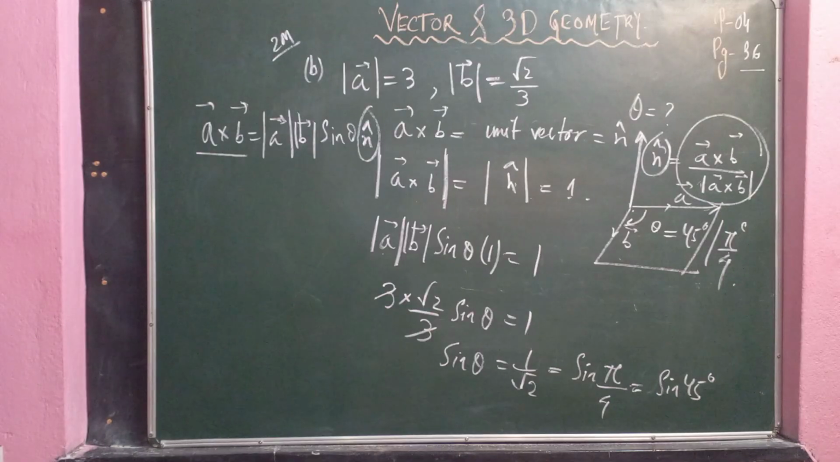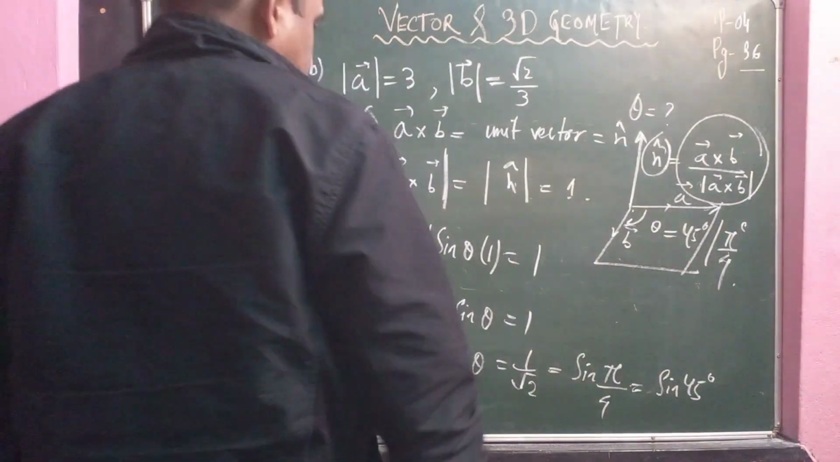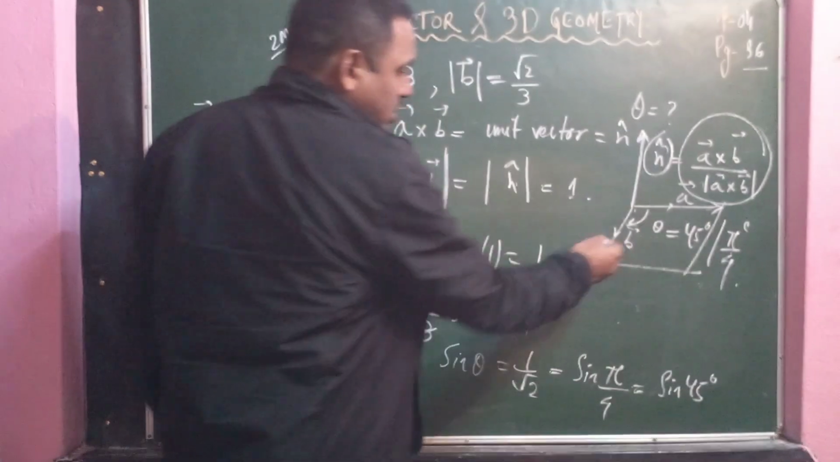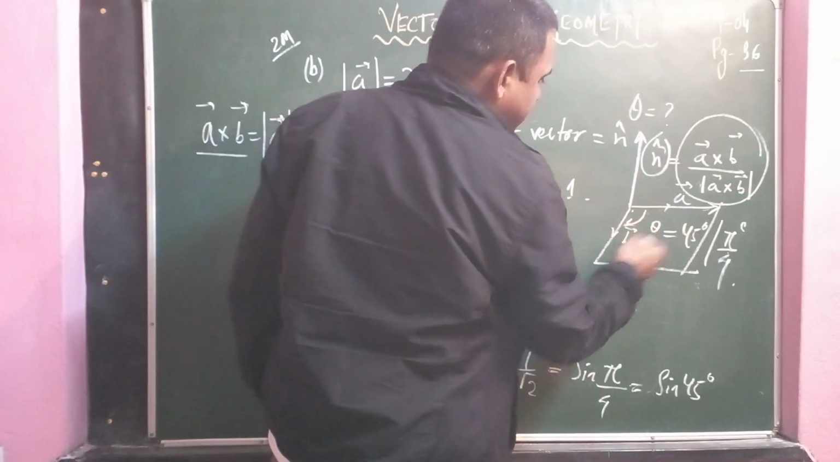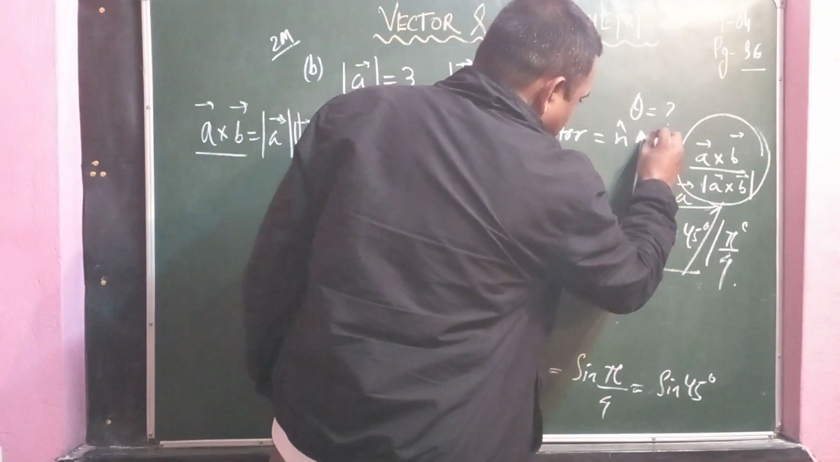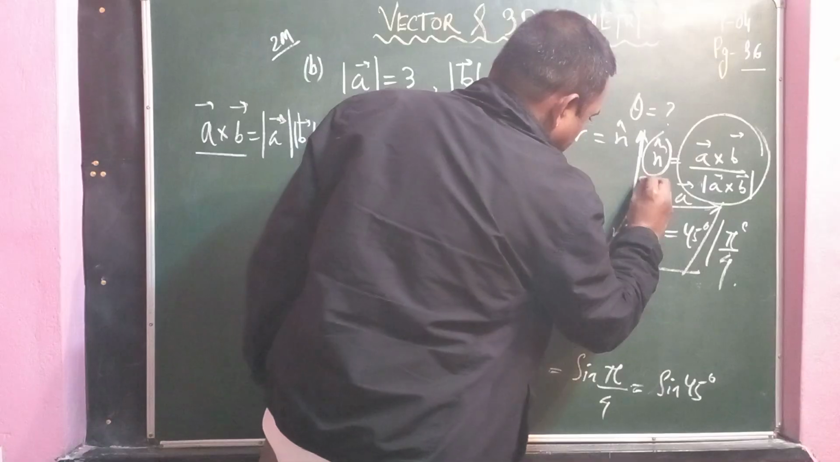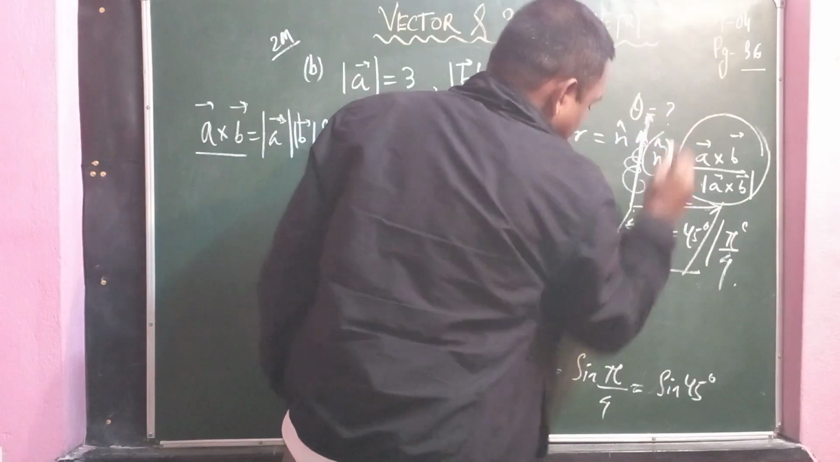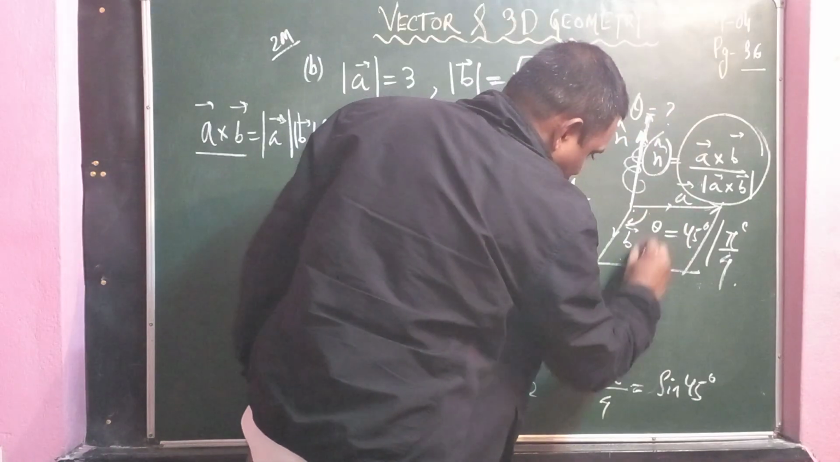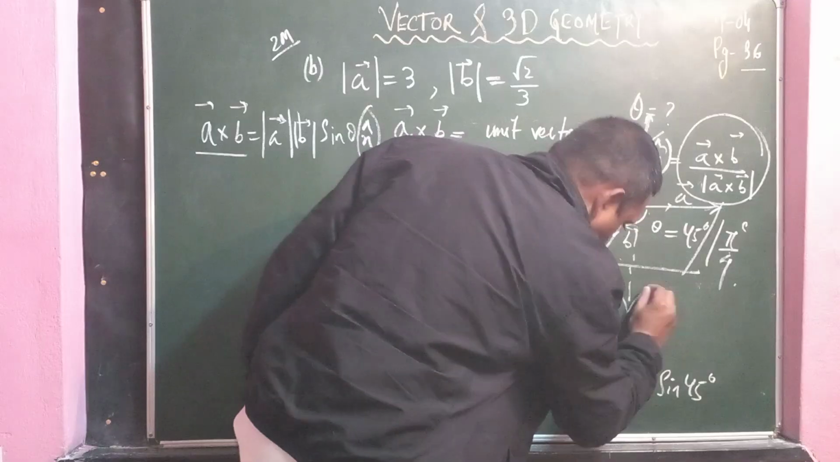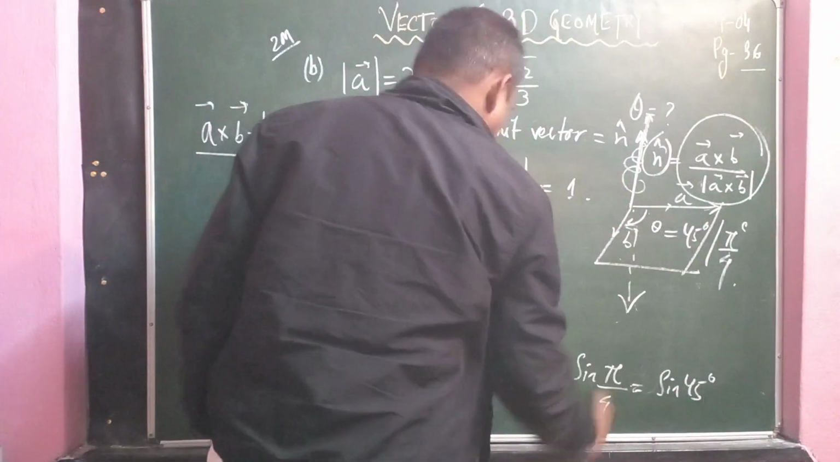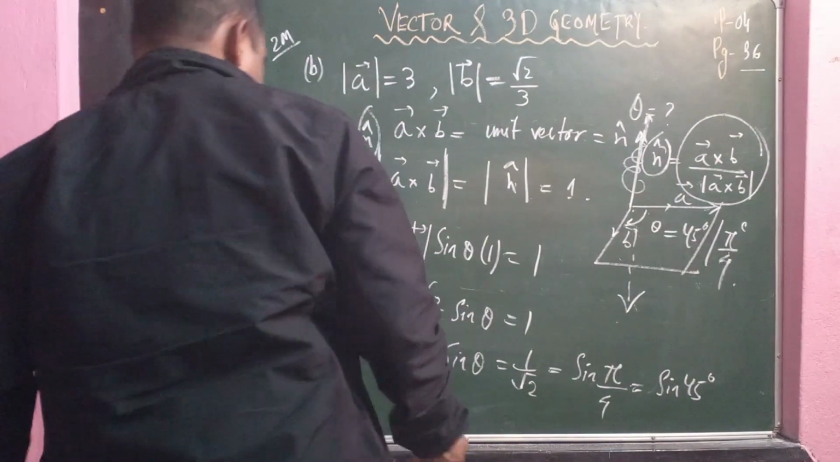Okay, this is a very important concept. If you change the direction, if it is not A cross B, then A cross B will not be along this direction. Here it is along this direction, and B cross A will be along this direction, downwards. Okay, this is how we'll solve.